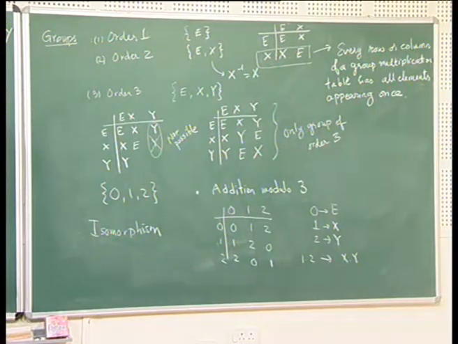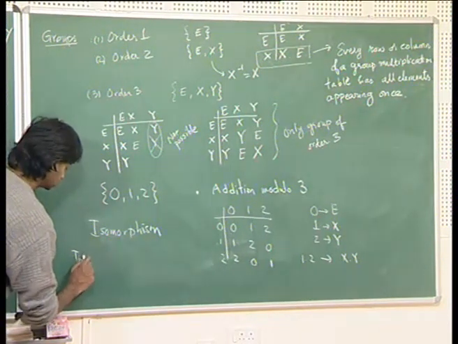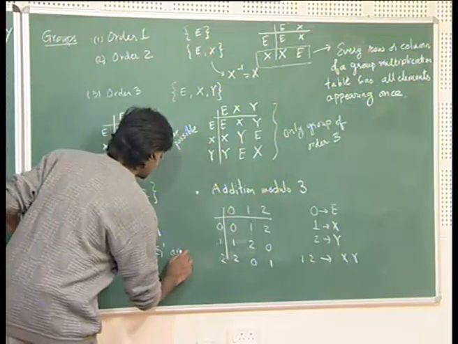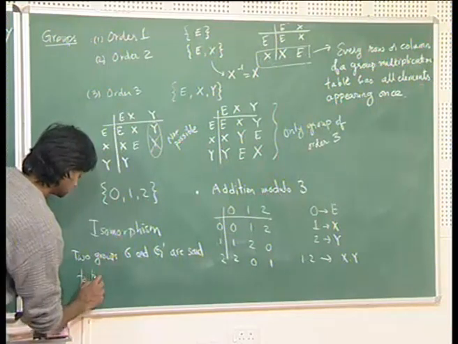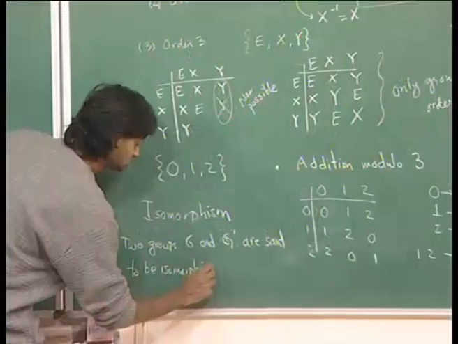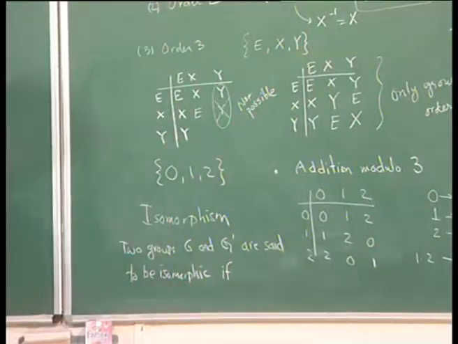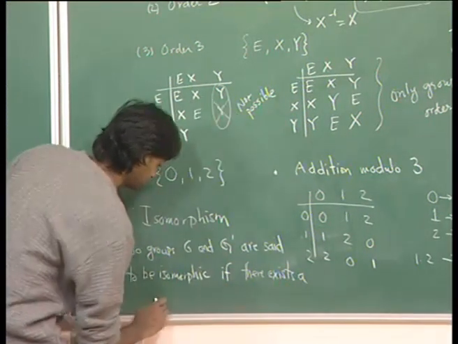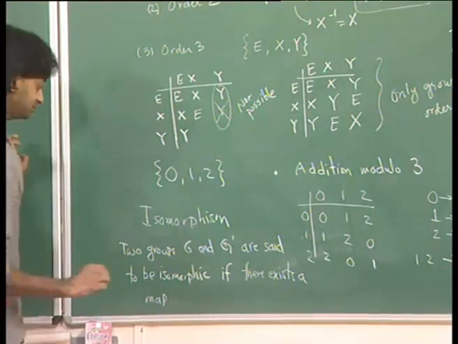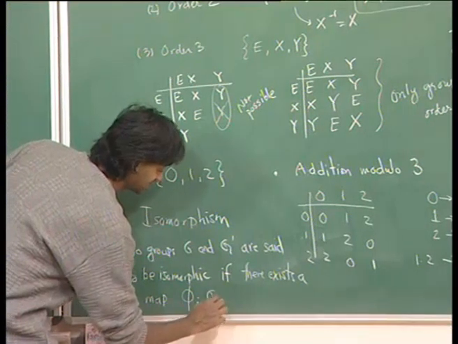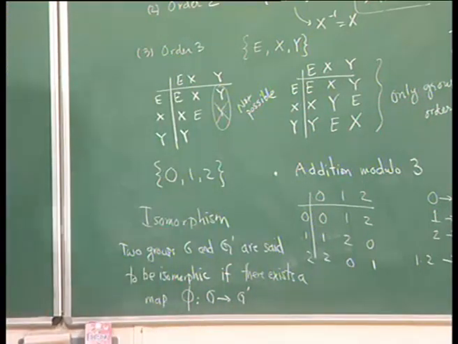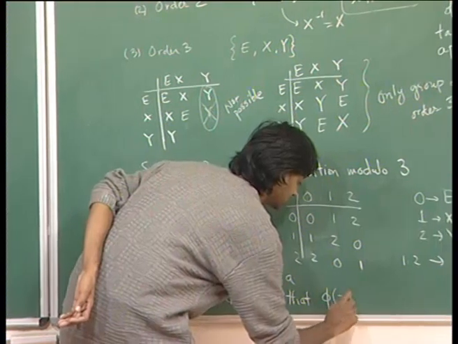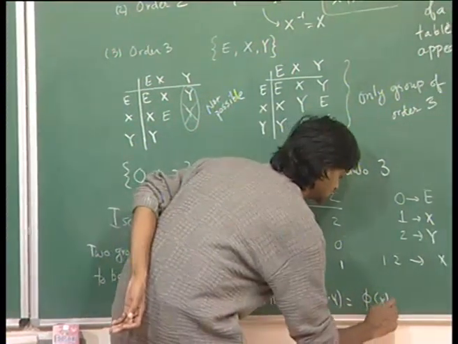Okay. And the formal definition of isomorphism is that two groups G and G prime are said to be isomorphic if there exists a map phi, and the phi takes any element of G to an element of G prime, such that phi of x times y is equal to phi x times phi y.